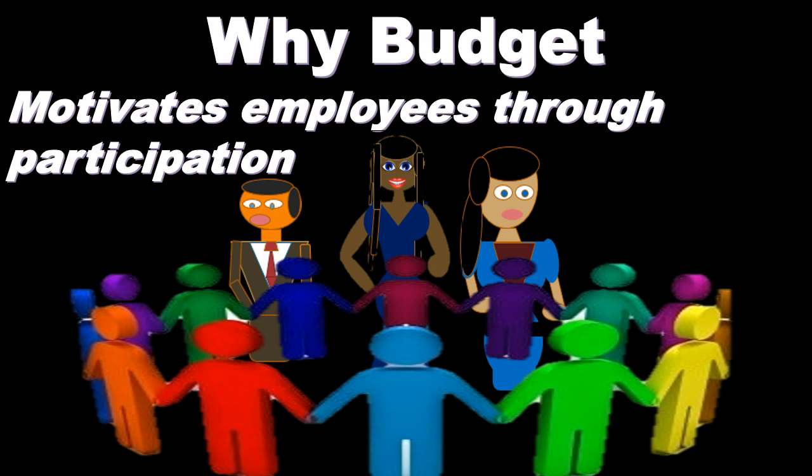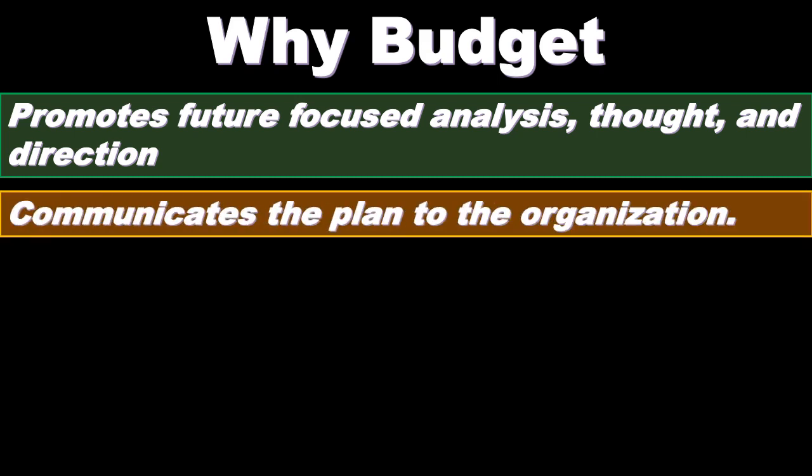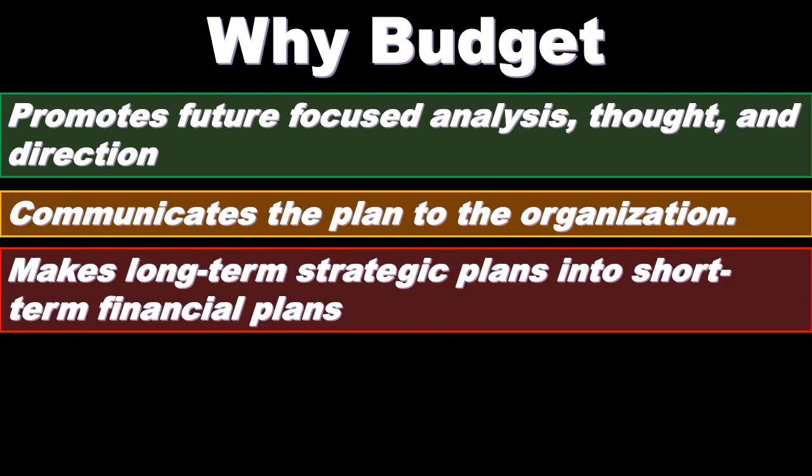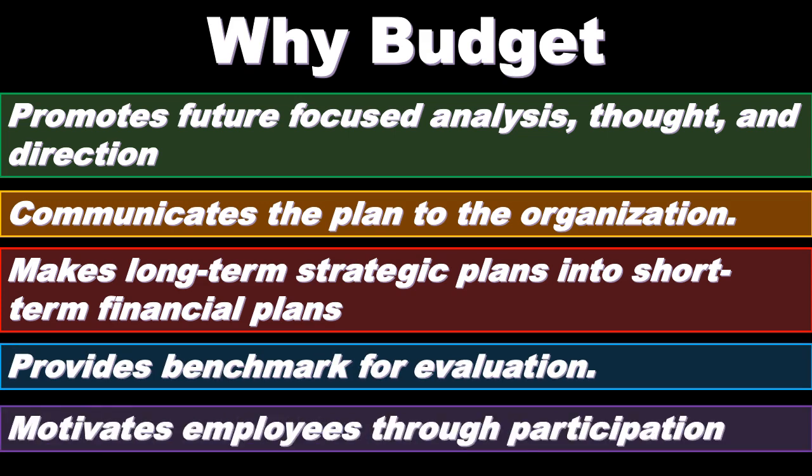Once the budget has been created, the process of creation and decision making is basically done, and now the budget is a roadmap. Now the communication is there to communicate the goals and objectives that have been decided on through the budget. So remember, why budget? The process is going to promote future focus, analysis, thought, and direction for the organization, communicate the plan to the organization, make long-term strategic plans into short-term financial plans, provide a benchmark for evaluation, and motivate employees through participation.